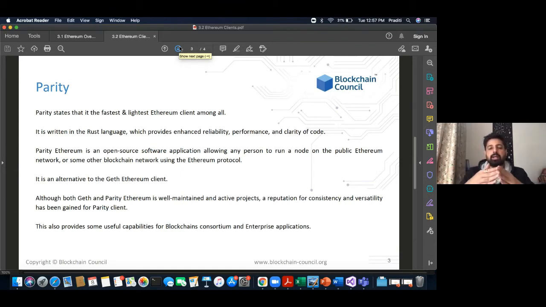Although both Geth and Parity Ethereum are well-maintained and active projects, a reputation for consistency and versatility has been gained by the Parity client. This also provides some useful capabilities for blockchain consortiums and enterprise applications. So these are the 2 clients.